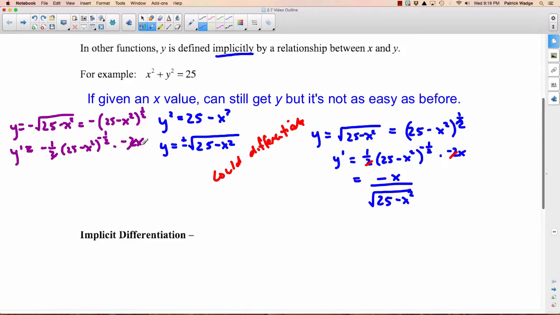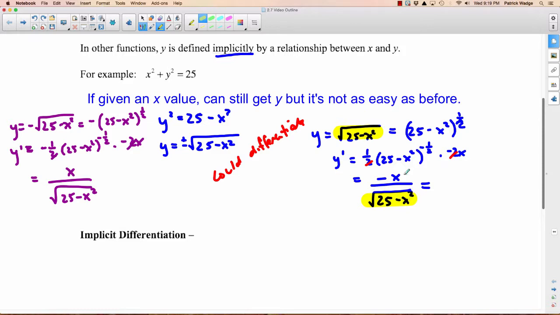Negative times negative is positive. You just get x over the square root of 25 minus x squared. Okay, in both situations though, we could actually simplify it even more, because look at this bottom part. Look at the square root of 25 minus x squared. Do you see it's exactly the same as what we had here?